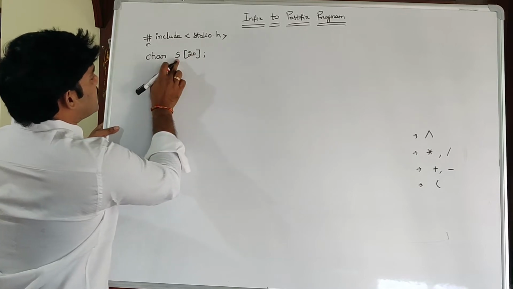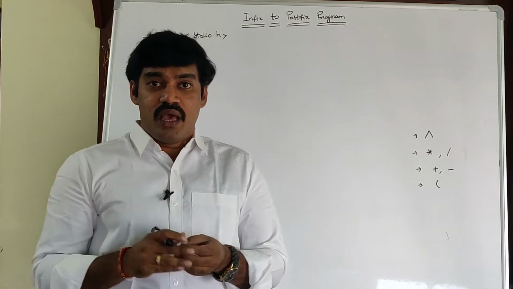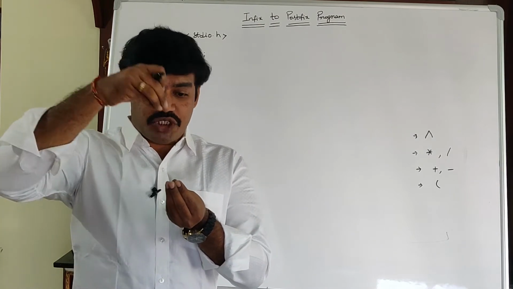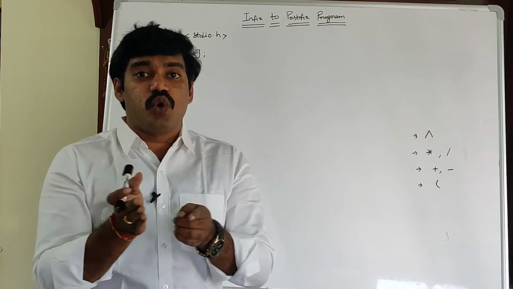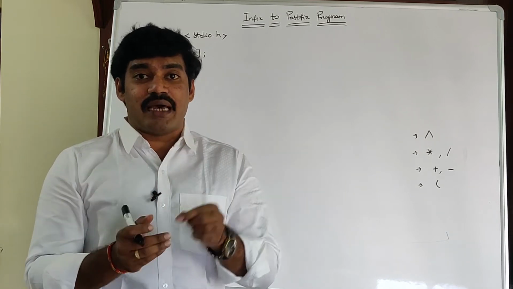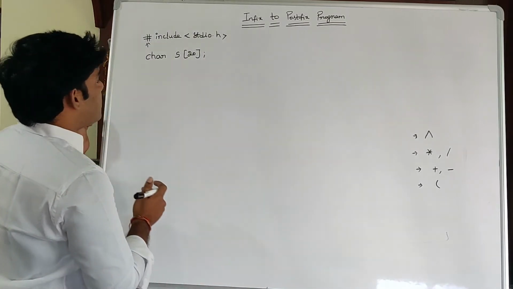Why I am declaring the stack data type as character data type? Because if it is an operator, then push into the stack. So in this program, stack holds only operators. Operators are nothing but characters in a C program. So char s of 20.